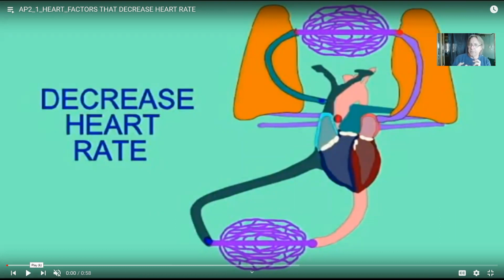It increases contractility and it also increases heart rate. So, altering the level of calcium in your blood has significant effects on your heart.